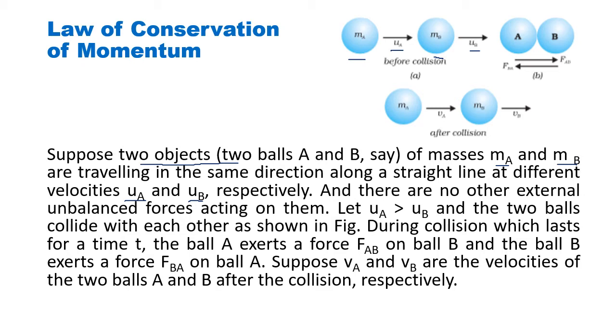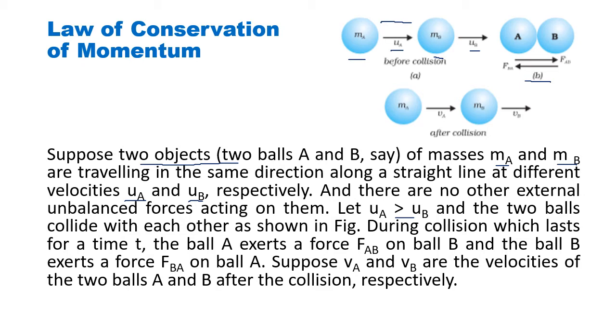There is a velocity and there is a mass also. So the body of mass MA is traveling with initial velocity UA, and the body of mass MB is traveling with velocity UB. Both are in the same direction. Now you know, when A wants to collide with B, it can only collide when the velocity of A is greater than that of B. Only then will they collide. So suppose they are colliding for a short time t.